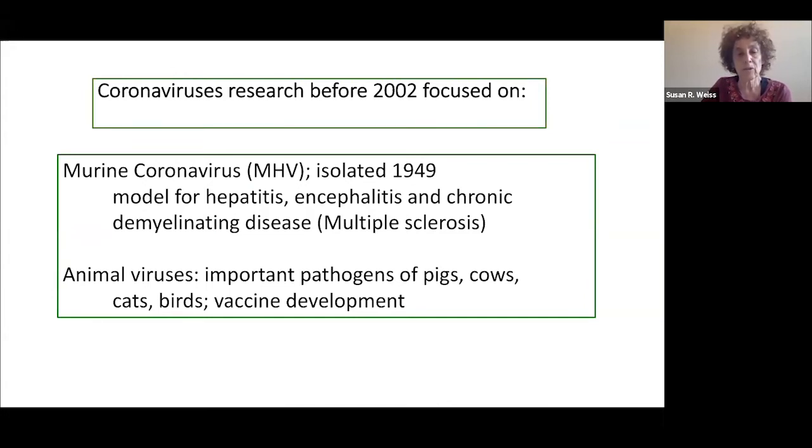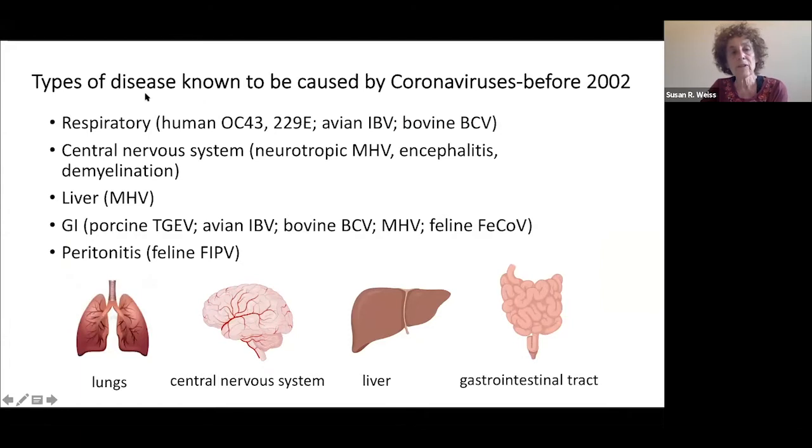We also knew there were human coronaviruses. Again, before SARS, the types of diseases known to be caused by coronaviruses were respiratory viruses, human OC43 and 229E.